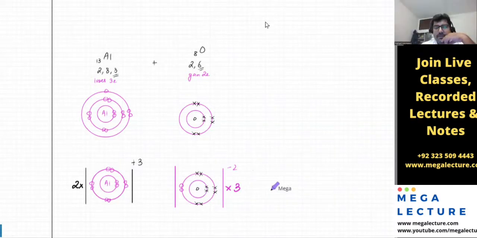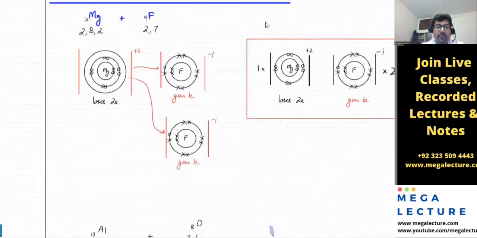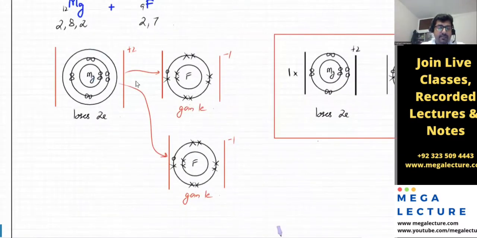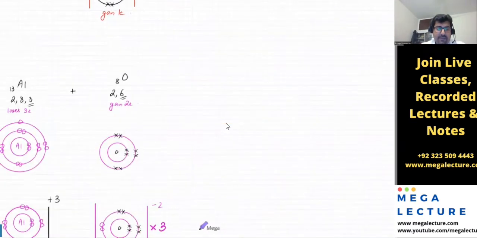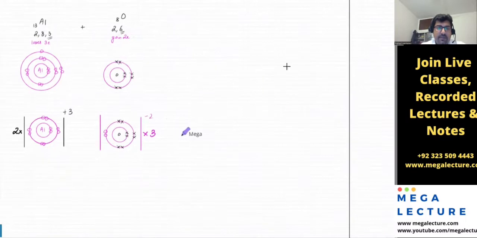So remember, this is what's going to happen, and that's the shortcut. You don't have to calculate this. All you have to do is make them the ions, and we'll do just one more example similar to this.